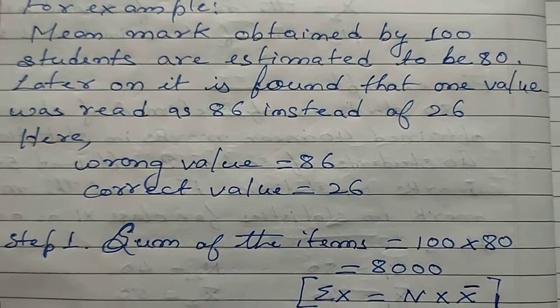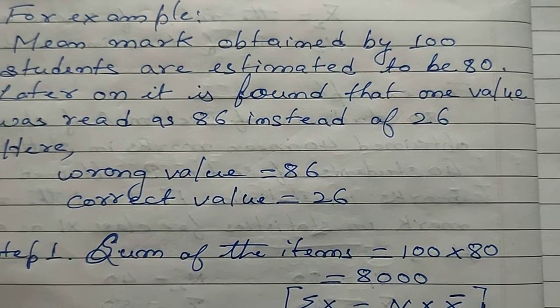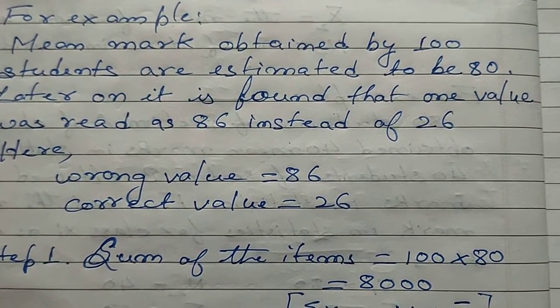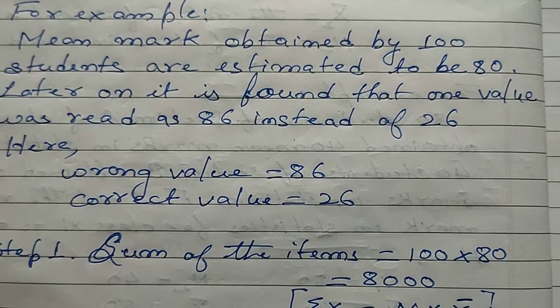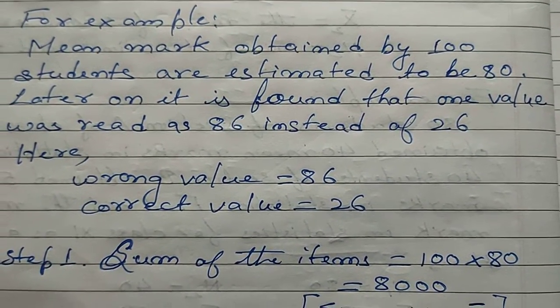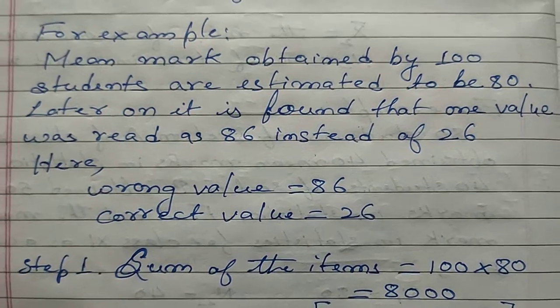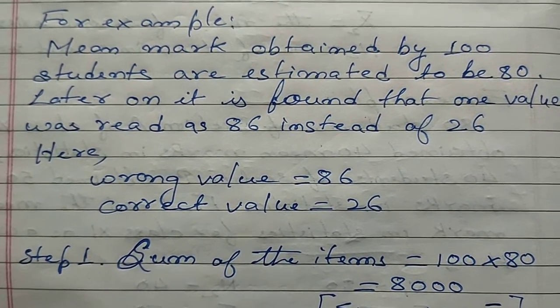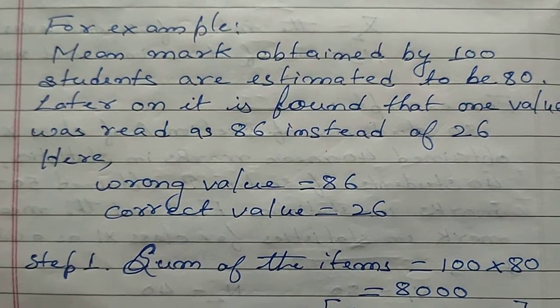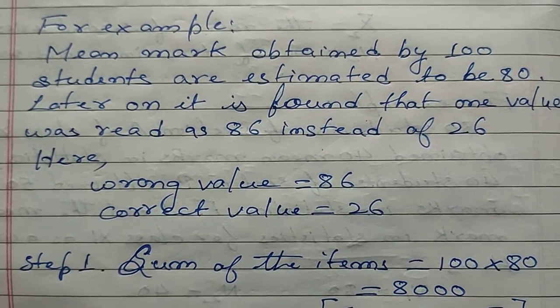So first let us get the wrong sum. How will we get the wrong sum? By multiplying the mean and the number of students. So 100 into 80, so 8000. But this 8000 is not the correct sum because in this a wrong value, that is 86, is included.